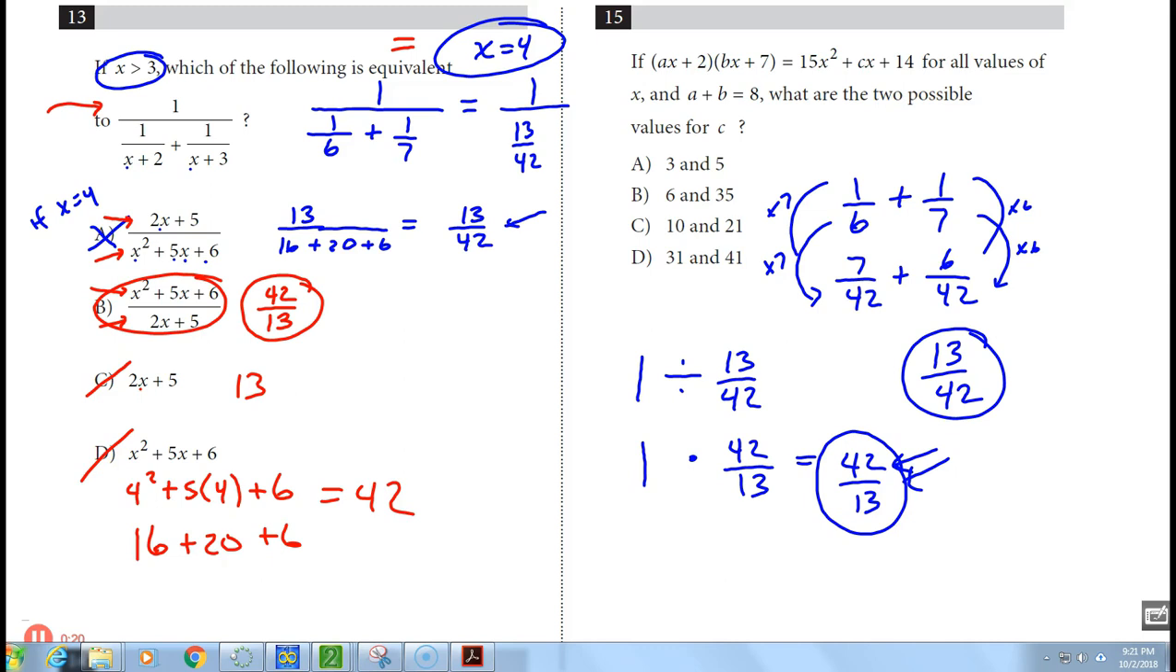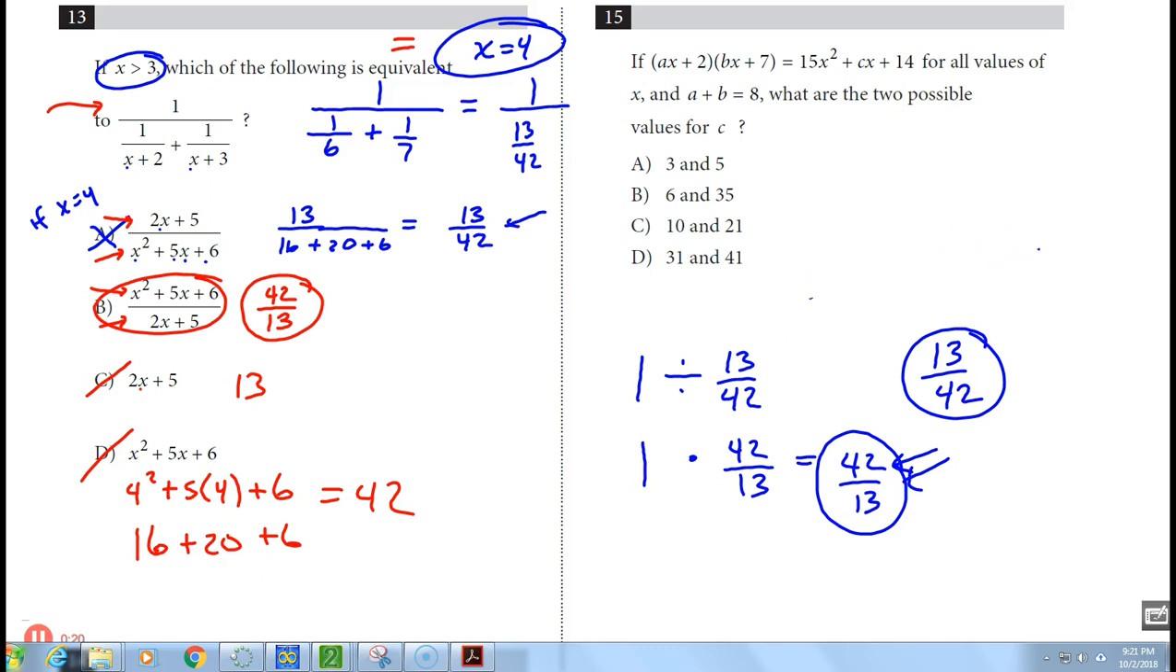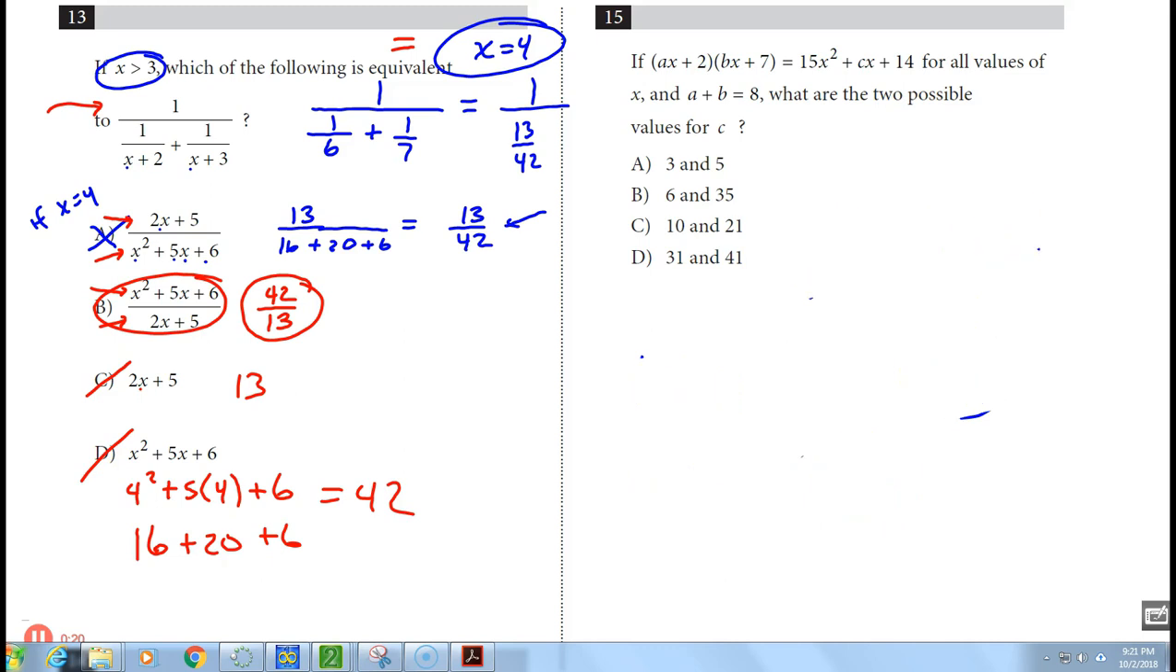Now, even if I wasn't very good at fractions and I didn't want to go through all this work over here, another thing that I could have done is I could have just estimated. I think the first time I actually did this problem, I estimated on it.